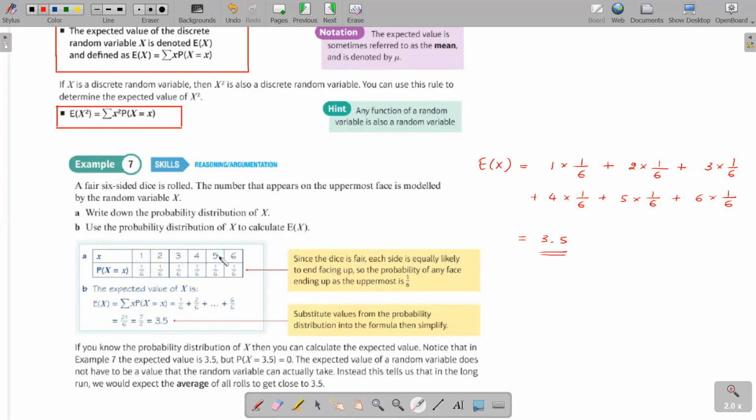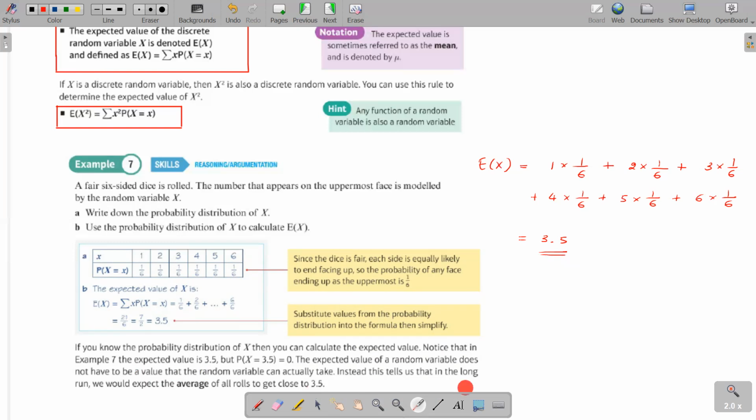But the expected value you are getting here is a value that the random variable doesn't actually take. So what does this say? Then what is the use of it? Instead, it tells us that in the long run, we would expect the average of all rolls to get closer to 3.5. If you take a large number of tosses with these dice, the average value would come closer to 3.5. So that is in the long run.